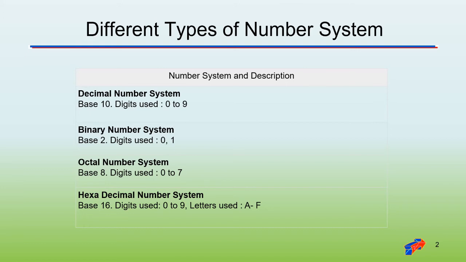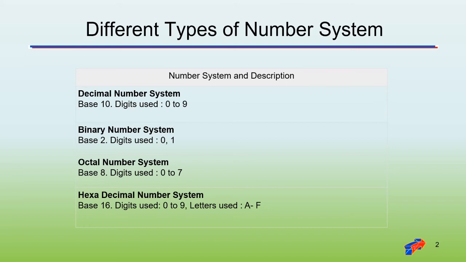In octal number system, digits from 0 to 7 are used. That means 8 digits. So the base of the octal number system is 8. Similarly, in hexadecimal number system, 16 digits are used, starting from digits 0 to 9 and from letters A to F, total 16. That means the base of the hexadecimal number system is 16.